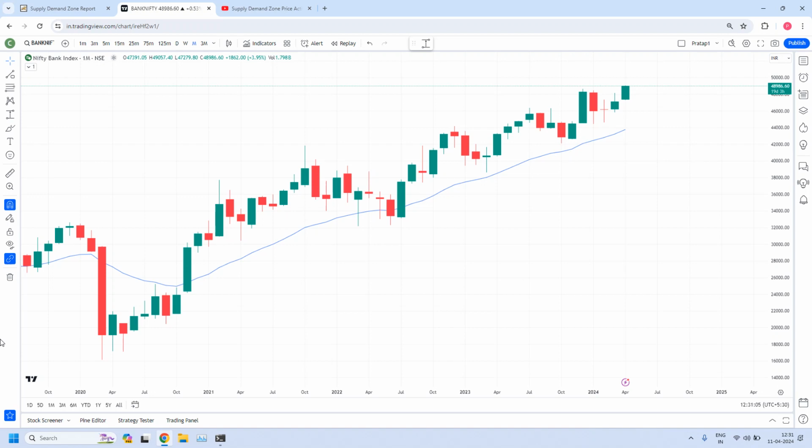In this video, let us analyze Bank Nifty with the help of NeoStock software supply demand zone chain. So this is a detailed analysis. We are analyzing the chart as per top-down analysis starting from monthly time frame until the 5 minutes time frame.